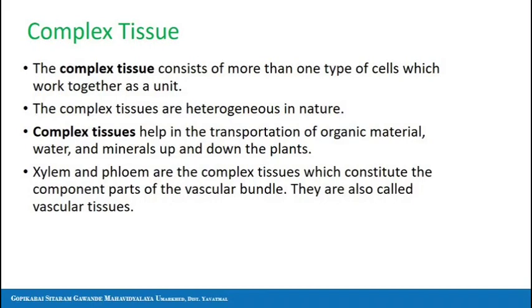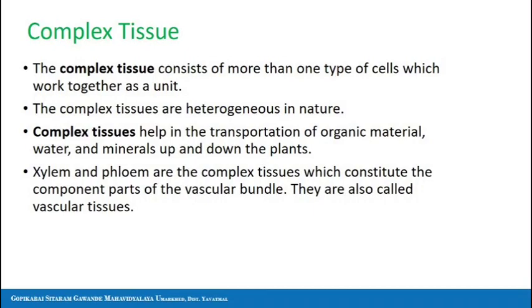So this complex tissue helps in the transportation of organic material such as water and minerals up and down the plants. This is the main function of this complex tissue. This complex tissue is of two types, xylem and phloem. We all know that xylem and phloem are the complex tissues which constitute the components of the vascular bundle. That's why they are also called vascular tissues. Both xylem and phloem are involved in the transportation of water and minerals in a dissolved form respectively.